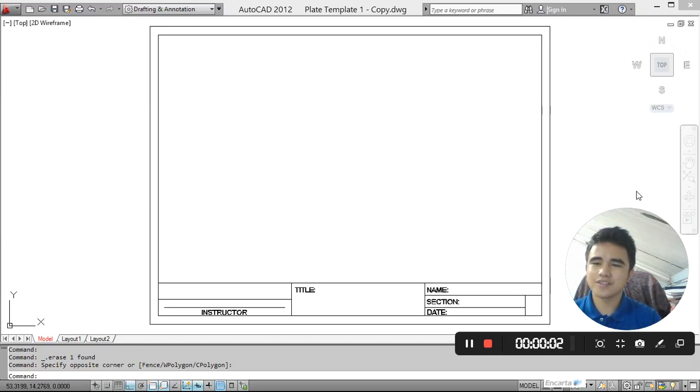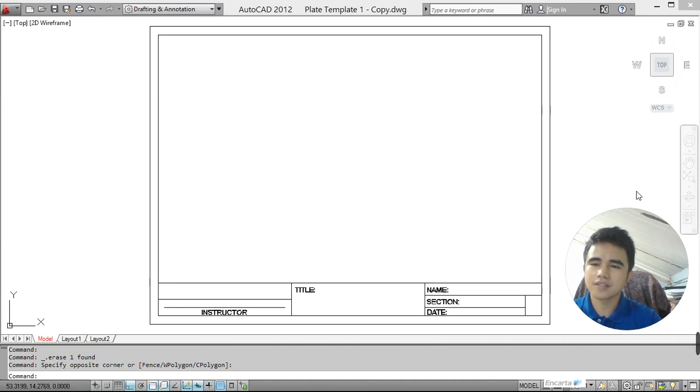Okay, good afternoon. To address the request of some students, this time I'm going to demonstrate how to draw your take-home plate number 4 using AutoCAD.